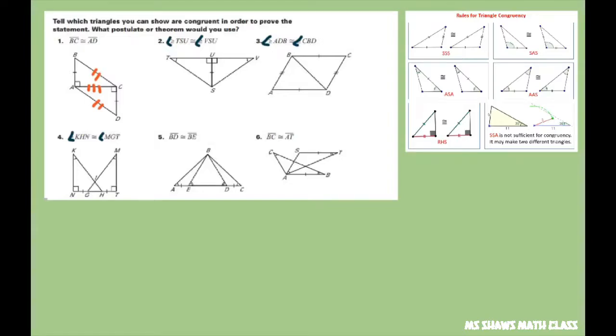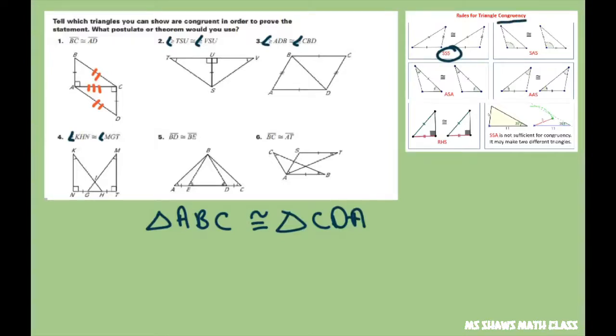So I know by looking at this that triangle ABC is congruent to triangle CDA, and that's by your side congruency postulates. And I'll just put postulates here. Postulates. And just circle it.